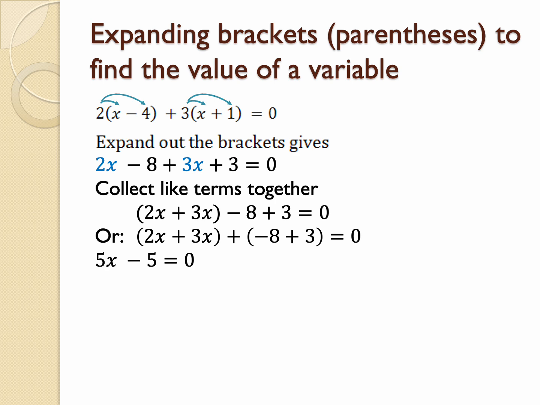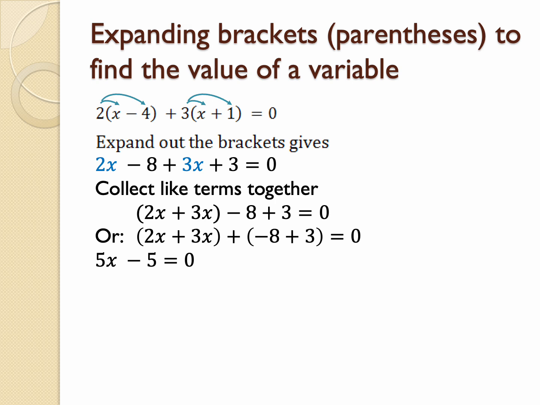So 2x plus 3x gives us 5x. Minus 8 plus 3 gives us minus 5, and it's equal to 0. We still haven't got to the stage where we can figure out what x is. So we still have to simplify things. There are various ways of doing it, but one way is you can move the 5 to the right side by adding a 5.